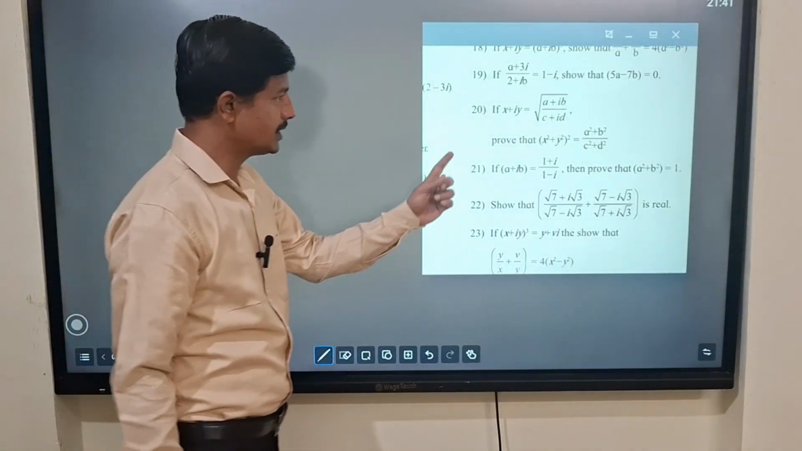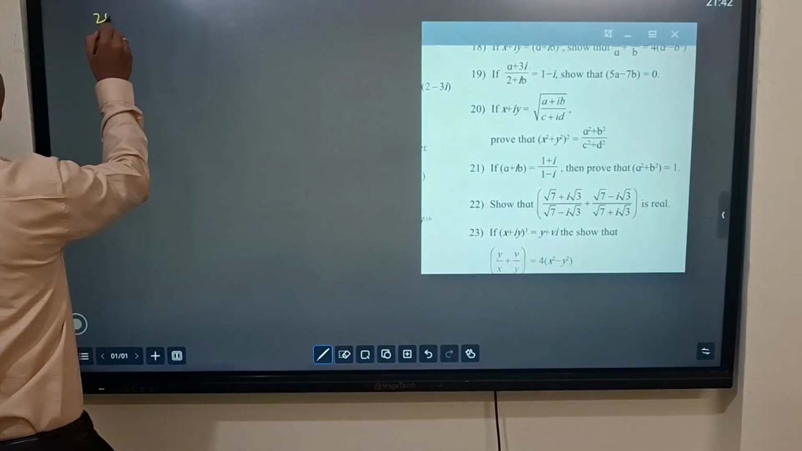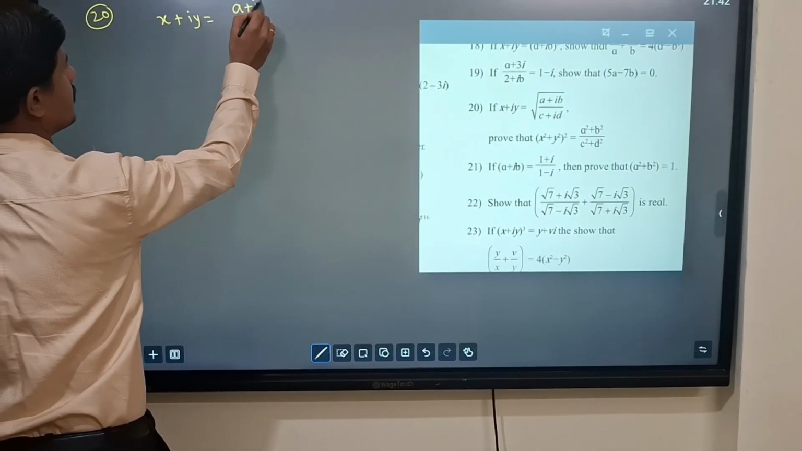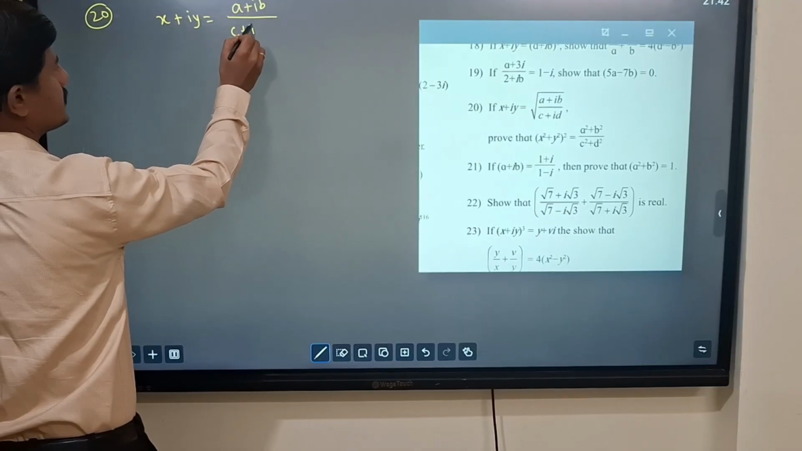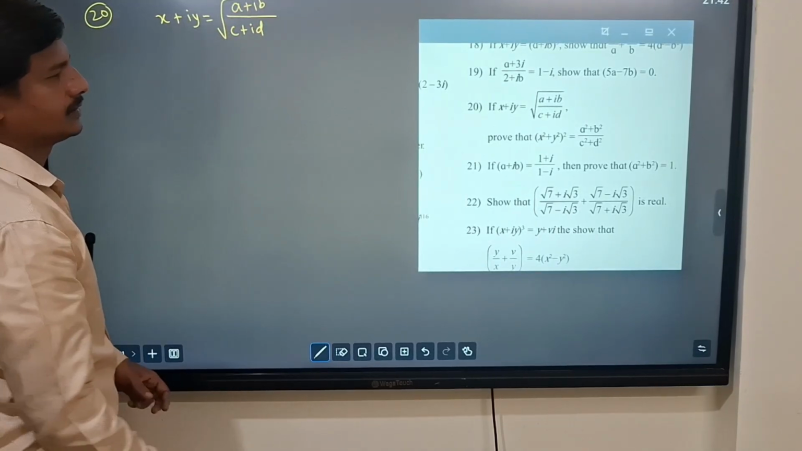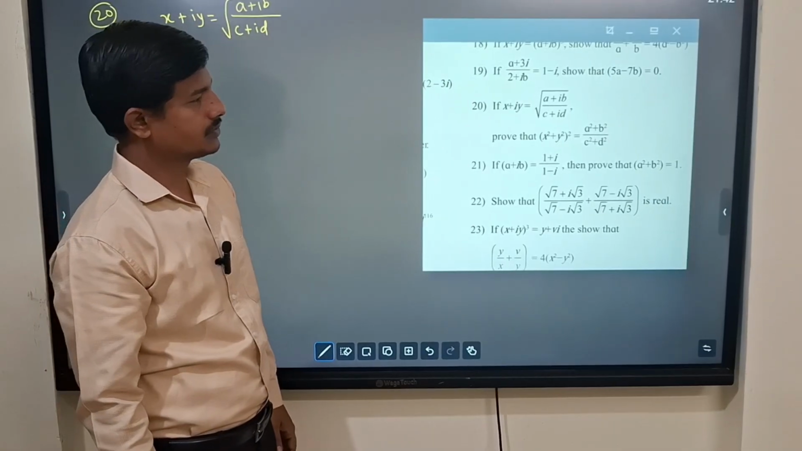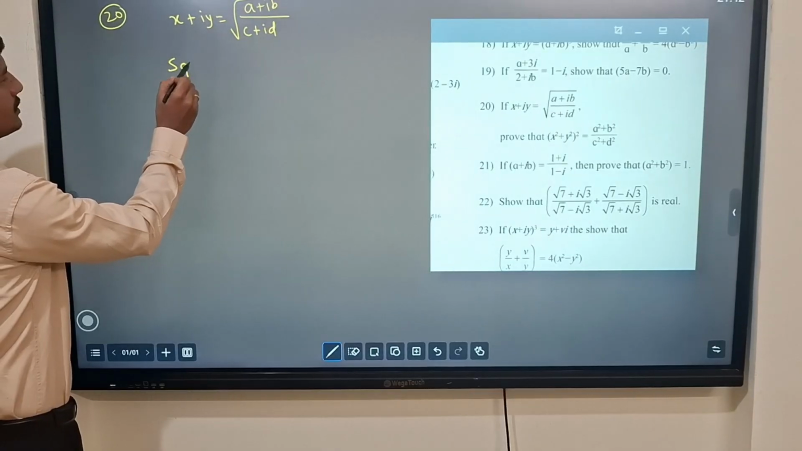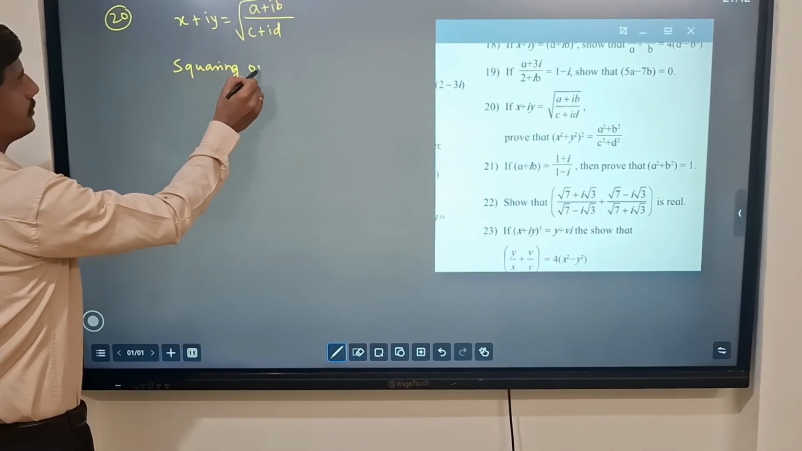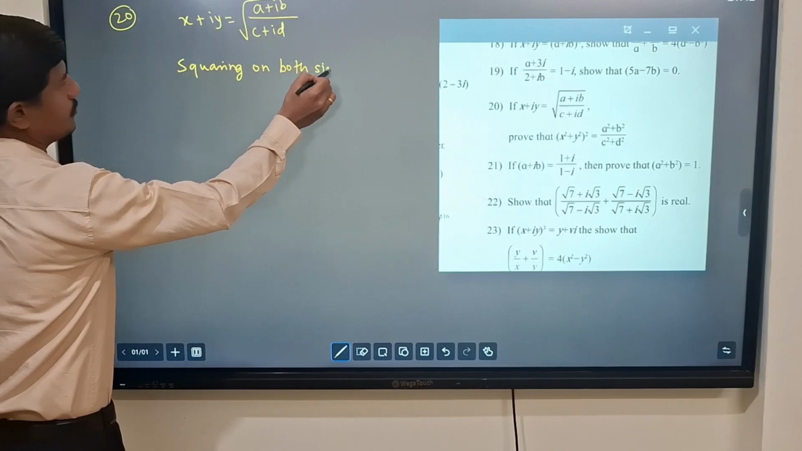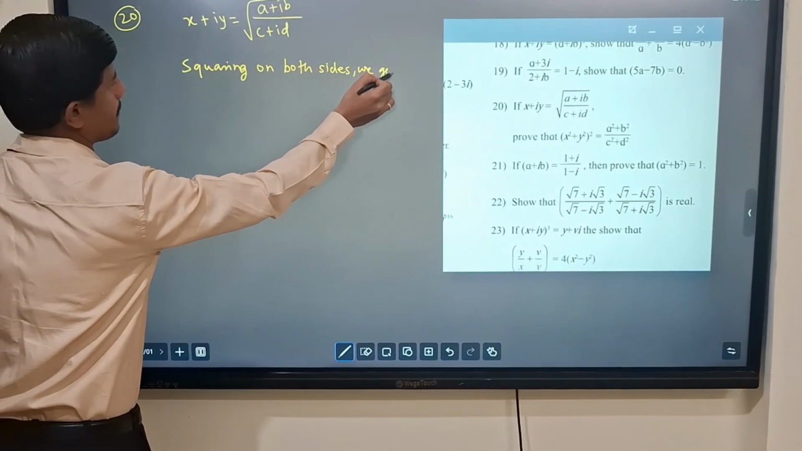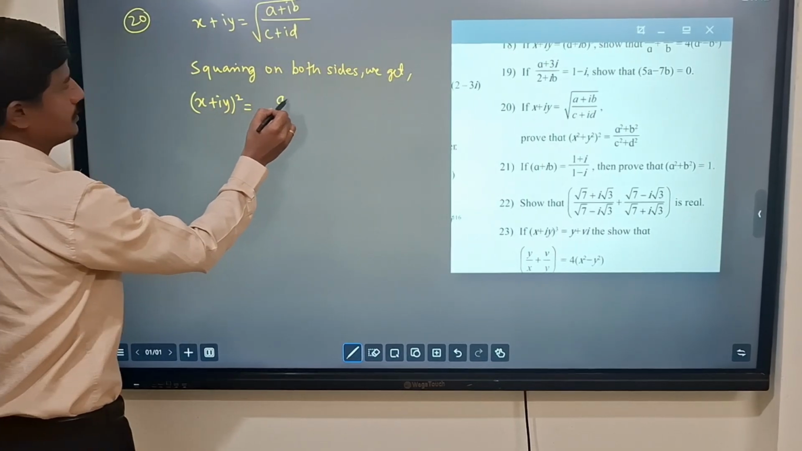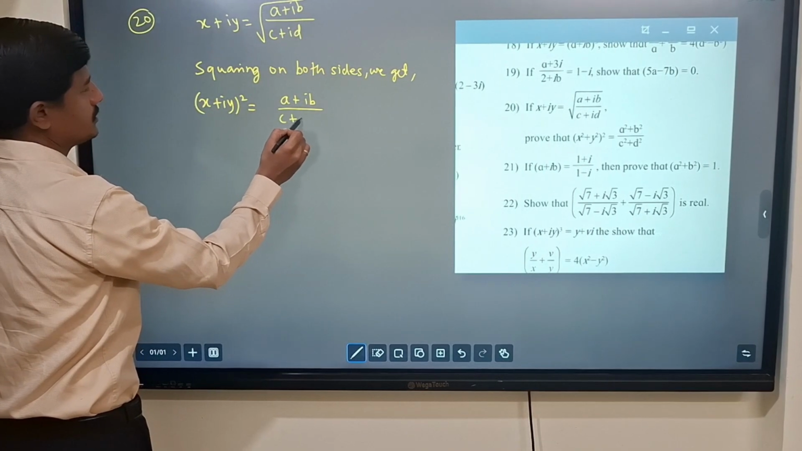Question number 20. If x plus iy is equal to (a plus ib) upon (c plus id), prove that (x square plus y square) whole square equal to (a square plus b square) upon (c square plus d square). Now here, squaring on both sides, we get (x plus iy) whole square equal to ((a plus ib) upon (c plus id)) whole square.